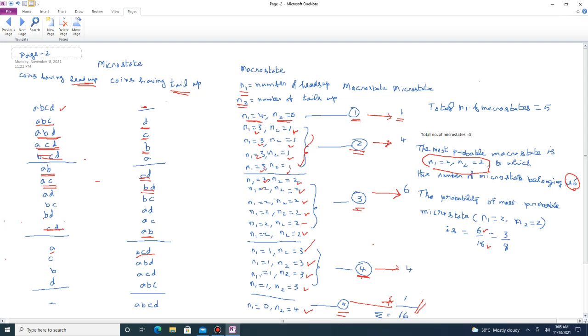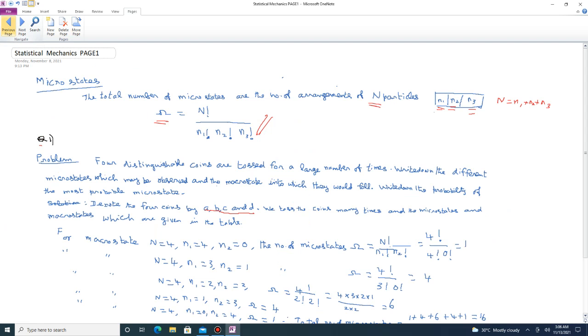So 6 is the number of microstates belonging to n1 is equal to 2 and n2 is equal to 2. This is the most probable macrostate. And 16 is the total number of microstates. So 6 by 16, which is equal to 3 by 8. So 3 by 8 is the probability of the most probable macrostate. So if a problem is given, you must be able to find the macrostates, the number of microstates.